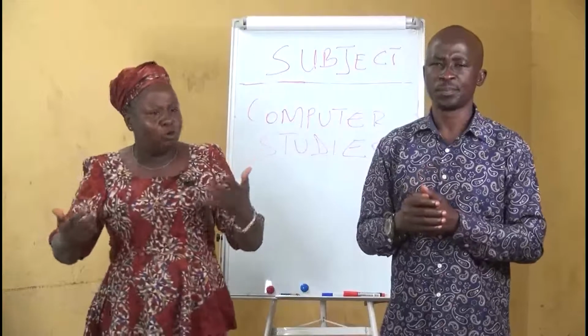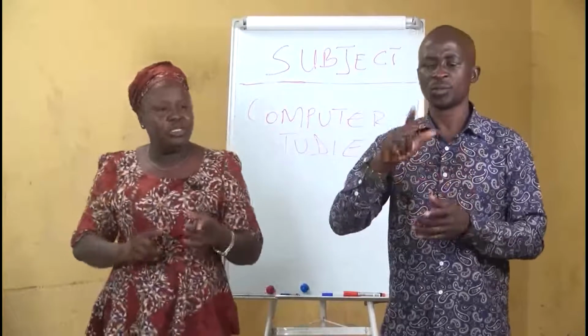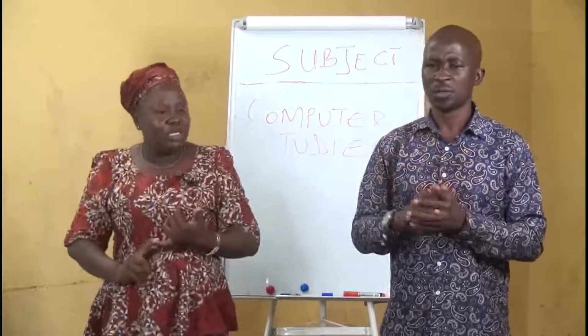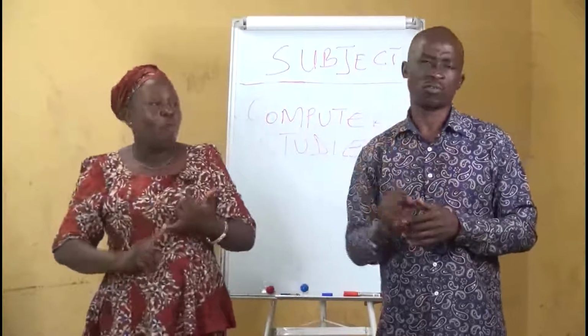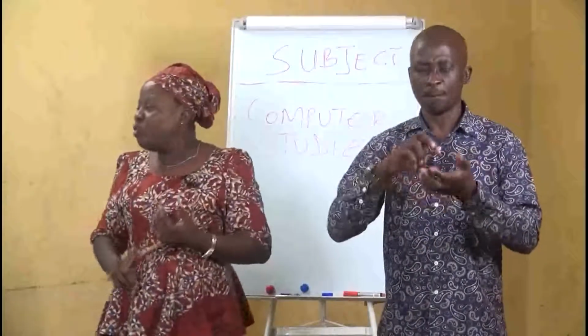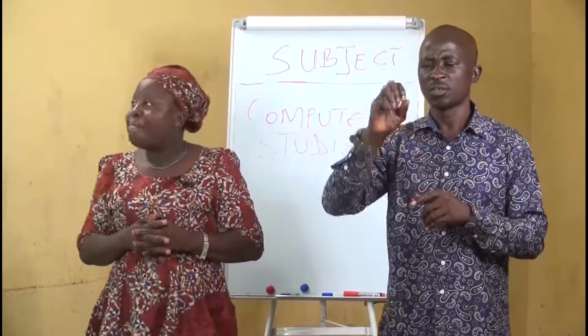And what are the types of utility software that we use? Your antivirus: whenever your system is corrupted, you use antivirus to remove it. We also have Windows Explorer, and we have editors. They are the types of utility software that we have.